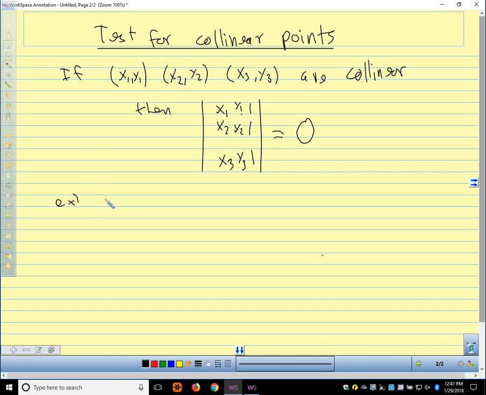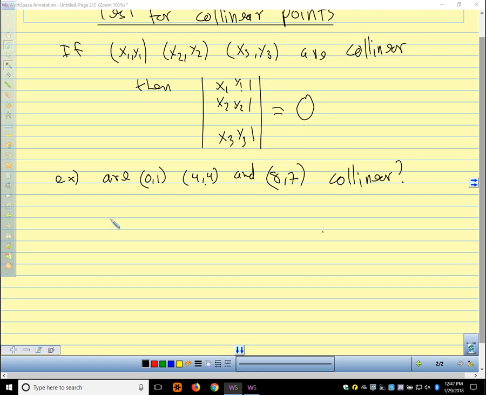We all love using matrices, so we want to use matrices for everything. All right, let's take a look. Are (0, 1), (4, 4), and (8, 7) collinear? We want to test using matrices. So what this question is asking is: is the determinant of 0, 1, 1, 4, 4, 1, 8, 7, 1 equal to 0?